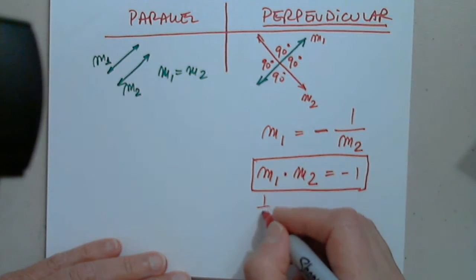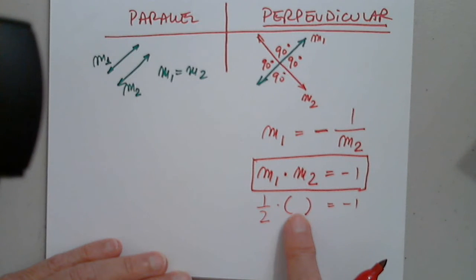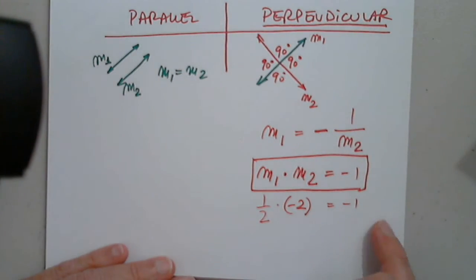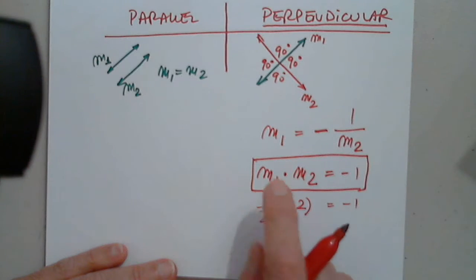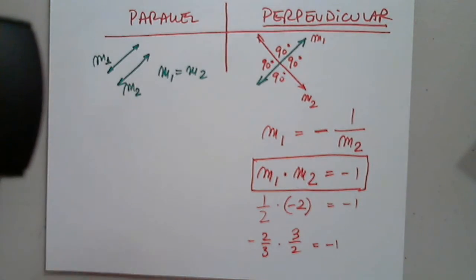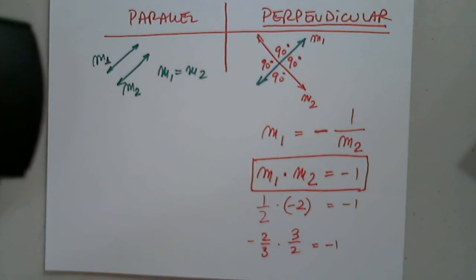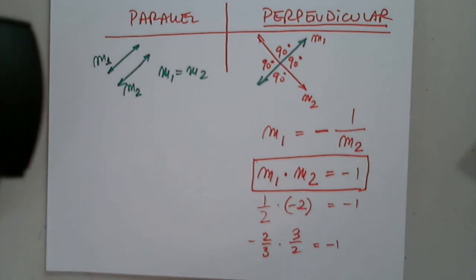So if this is 1/2, what should this one be to get -1? -2. Good. So of course, -4 will give us -2, which is not possible, right? So 1/2 times -2 is -1. What if the first one is -2/3? What should the second one be to get -1? 3/2. That's it. That is so much easier than plug it in here and then flipping it and then determining m1. The product is -1. It's up to you. Both are acceptable.